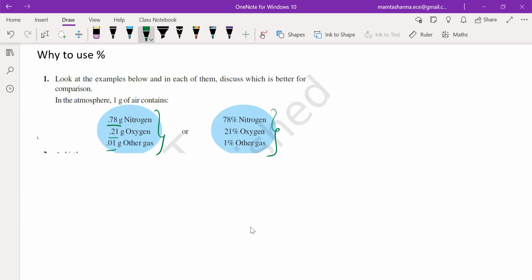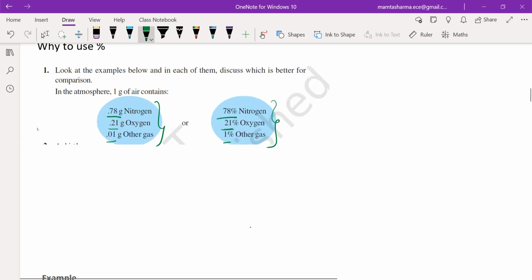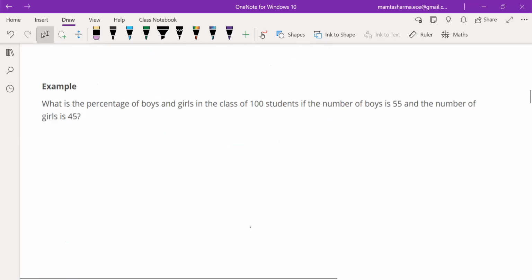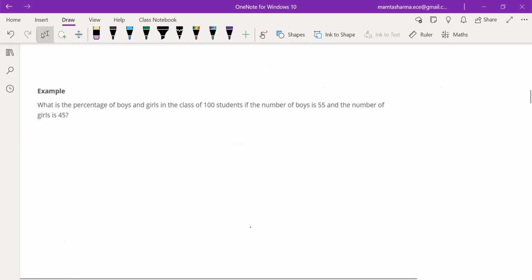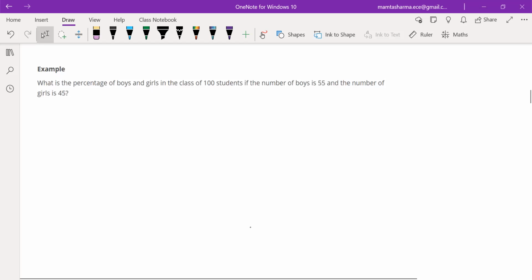If I convert these decimals to percentage, simply multiply with 100, then it is a more convenient way of representing this, right? 78% nitrogen, 21% oxygen, 1% other gas. So percentage is the convenient way to represent a number. Yes, ma'am. We also have it like 97% of the available water is not usable.